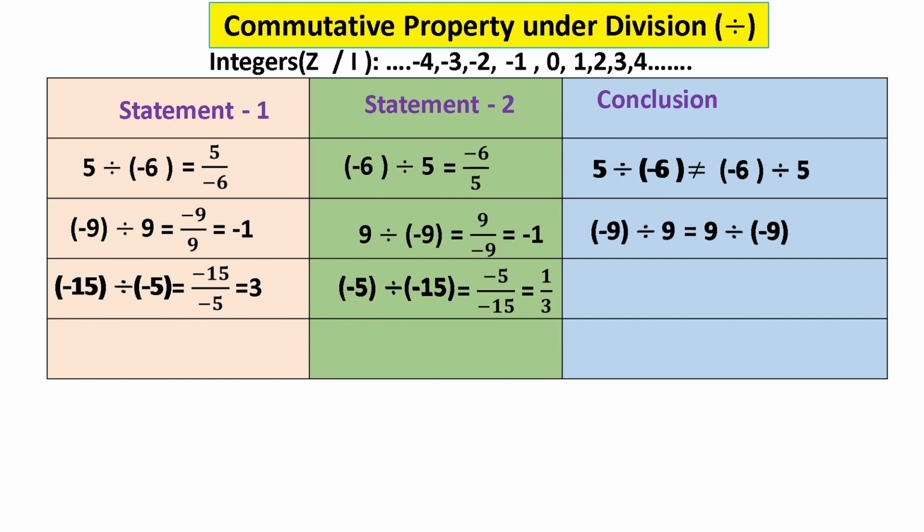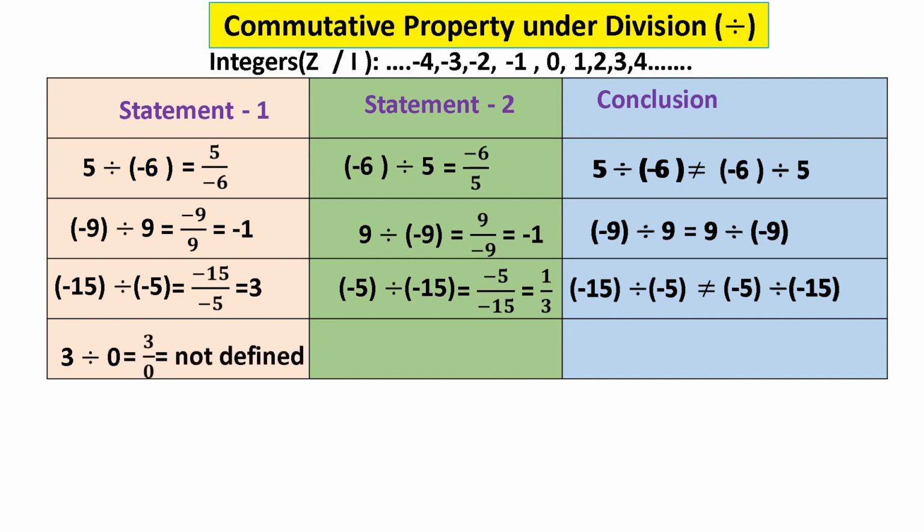So here, minus 15 divided by minus 5 is not equal to minus 5 divided by minus 15. Next, 3 divided by 0 is not defined, and 0 divided by 3, we will get 0. Here in statement 1 it is not defined. In statement 2, we will get 0. Both are not equal. That's why 3 divided by 0 is not equal to 0 divided by 3.